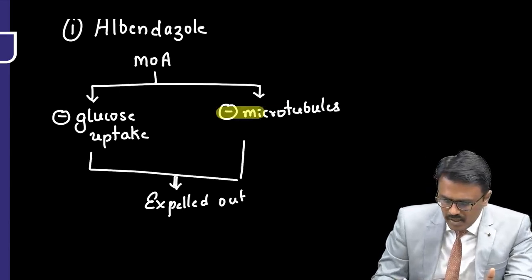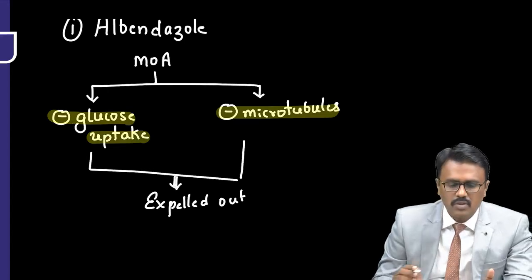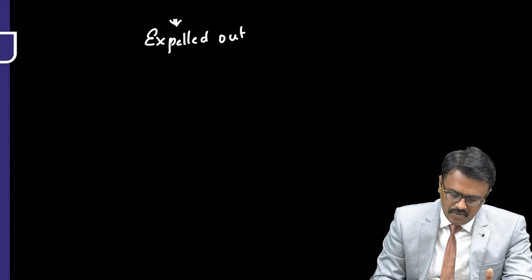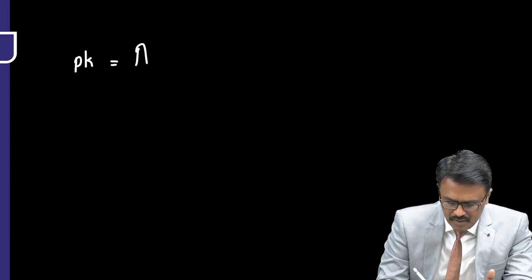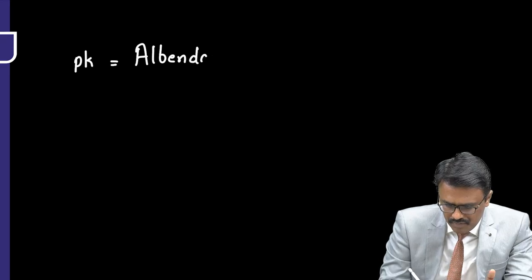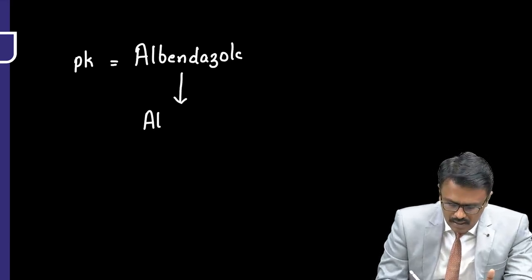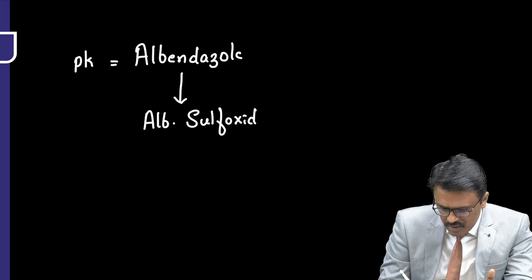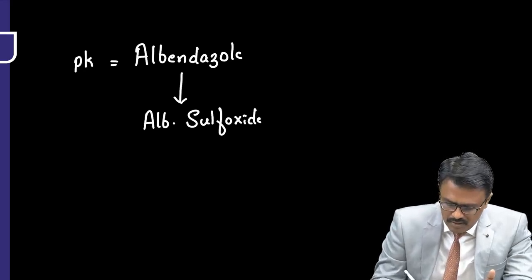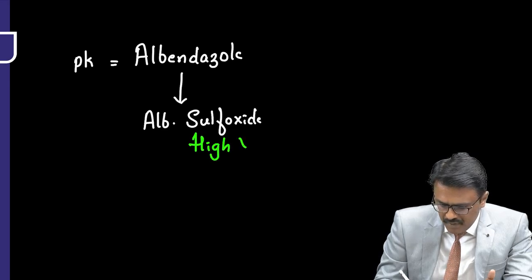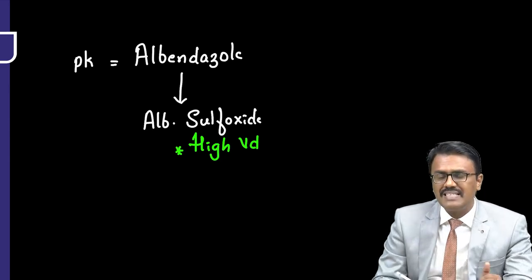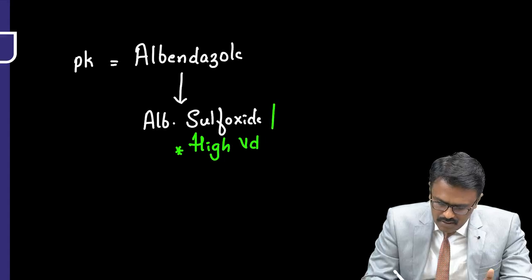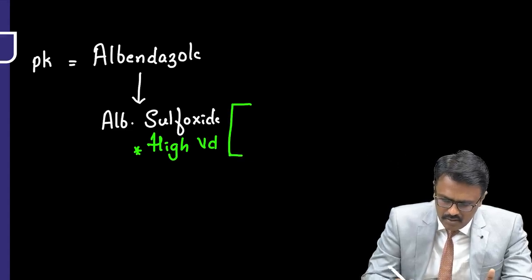The main mechanism is to inhibit microtubules. Second is to inhibit glucose uptake. This is how the helminths are expelled out. Now, for the pharmacokinetics, albendazole is converted into one more active form, called albendazole sulfoxide. The advantage of this active form is that it has a high volume of distribution and very good penetration into the cyst. That's why albendazole is preferred in managing two important conditions. What are those?